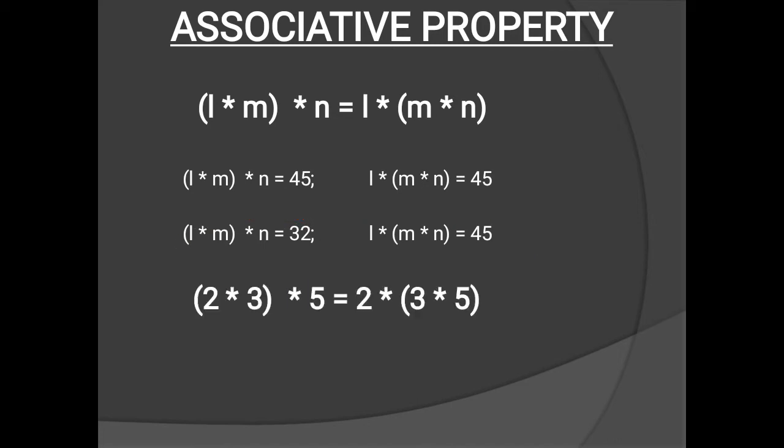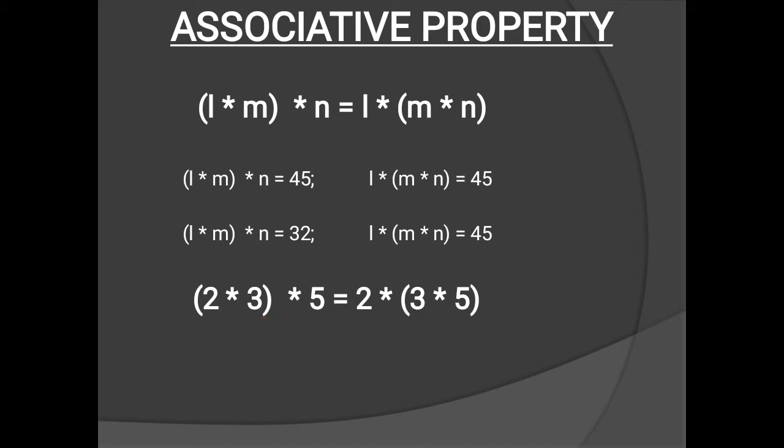Alright, so if I have 2 operation 3 operation 5, grouping the first two should be the same as 2 operation 3 operation 5 with the last two grouped. So first two grouped equal to last two grouped. If it is true, then it is associative. If it gives me a different answer, then it is not associative.